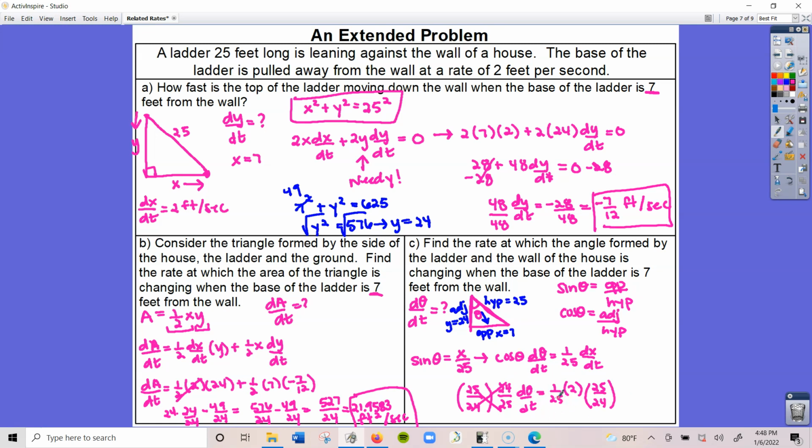So d theta dt, look at this 25 down here and this 25 up here. This is going to cancel. So I get 2 over 24, and 2 over 24 can be simplified to 1 over 12. Now our units. Our units for d theta dt is always the same. It's always going to be radians, because that's always the unit that we use for angles. And it's going to be over whatever unit of time was given, which here is seconds.